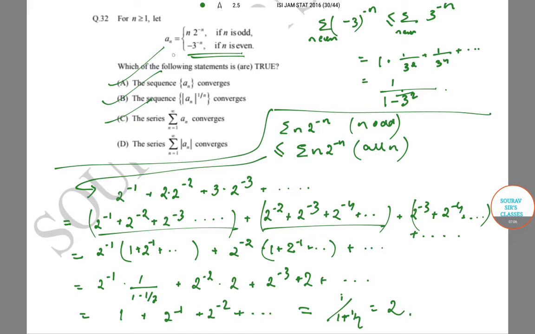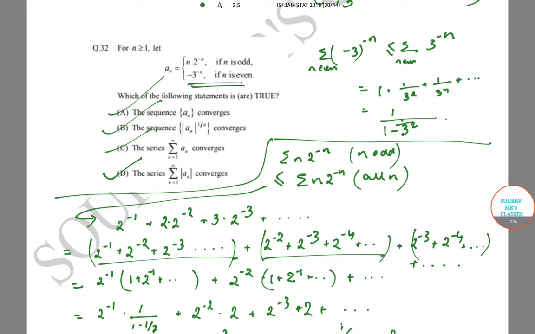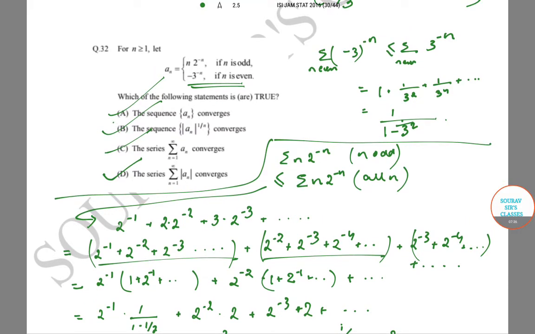Moreover, if we take |a_n|, then minus 3 to the power minus n becomes 3 to the power minus n, because n times 2 to the power minus n is always positive. We have already seen that the series of 1 by 3 to the power n converges, and so the series sum over |a_n| would also converge. So here A, C and D are correct and B is wrong.